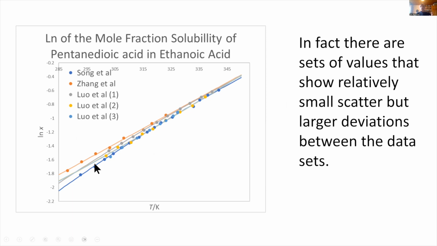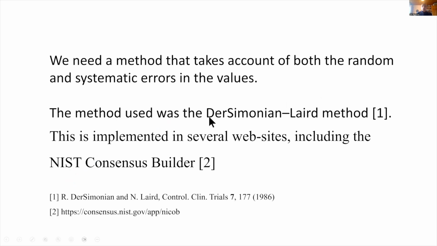And so putting a single line through all of this, assuming that the data are random, or the errors are random, potentially is going to miss, well, certainly misses what the real situation is. Whether that's going to be numerically important, you really have to go and check. So what you need then is a method which can take account of both systematic errors between data sets and random errors within data sets.